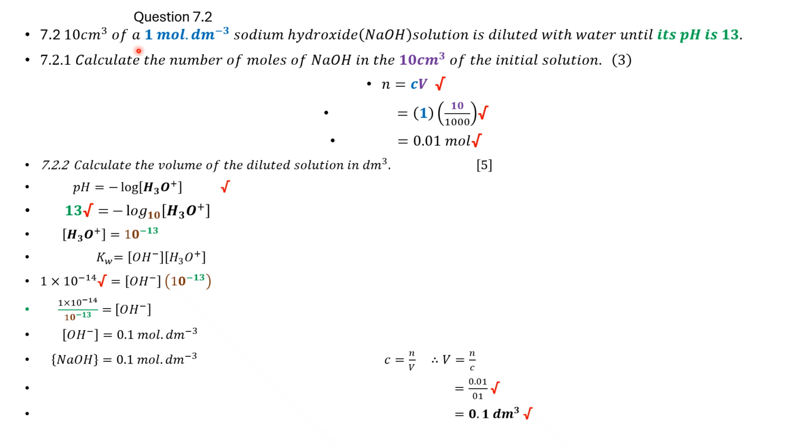10 cubic centimeters of 1 mole per decimeter cubed sodium hydroxide solution is diluted with water until its pH is 13. Calculate the number of moles of sodium hydroxide in 10 cubic centimeters of initial volume. So we have concentration, which is 1 mole. We have volume, which is 10 cubic centimeters divided by 1000. So that gives me 0,001 times 1, which becomes 0,01 moles.